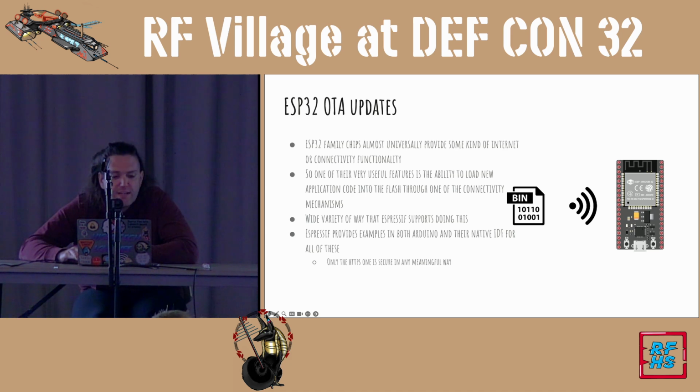Espressif provides a lot of examples in both Arduino and their native IDF for these. There are a lot of different ways that they demonstrate being able to do this. You can download code from an S3 bucket. You can have the device itself stand up its own AP, and then you can connect to that and upload new firmware. Or you can do the opposite, where the ESP32 connects to a network, and then a device can push firmware to it.